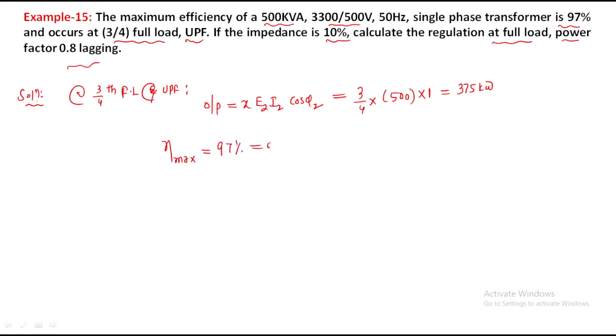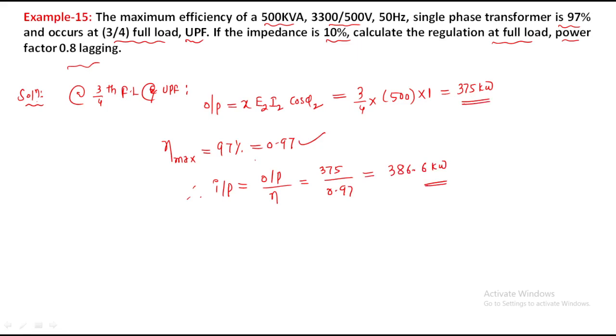Therefore for maximum efficiency, which is 97%, that is 0.97, the input should be equal to what? Output by efficiency. What is output? 375 by 0.97. What is the input? 386.6 kilowatts. Clear? This is input, this is output, this is the efficiency.